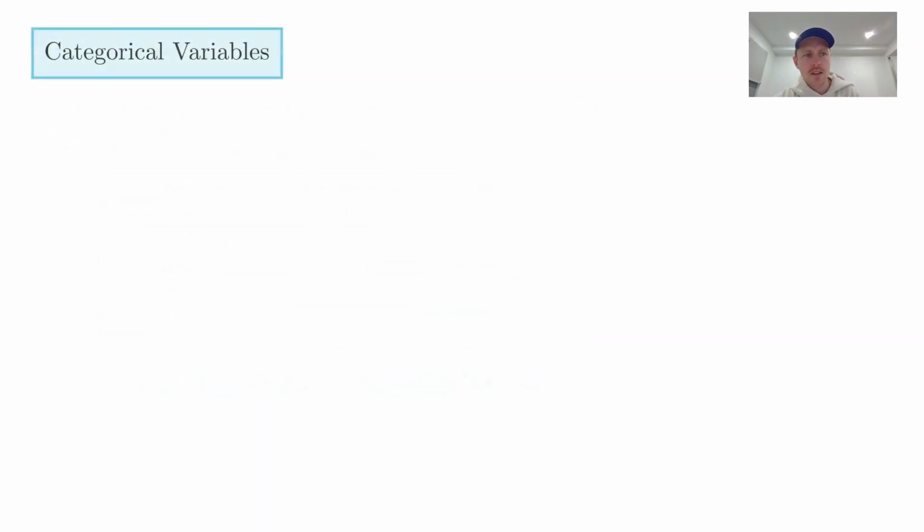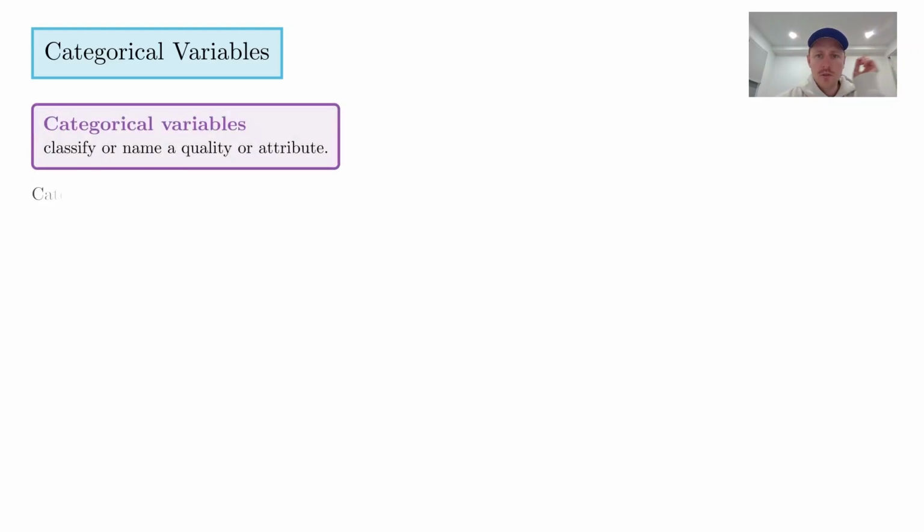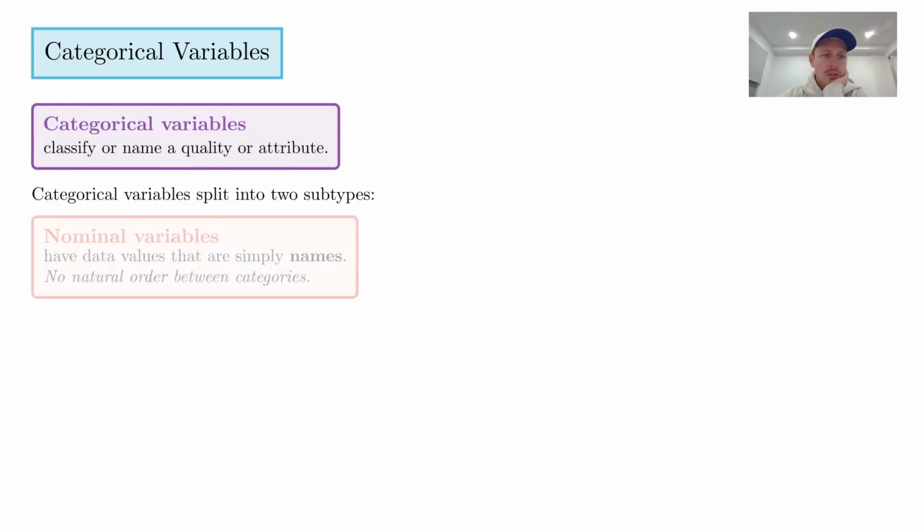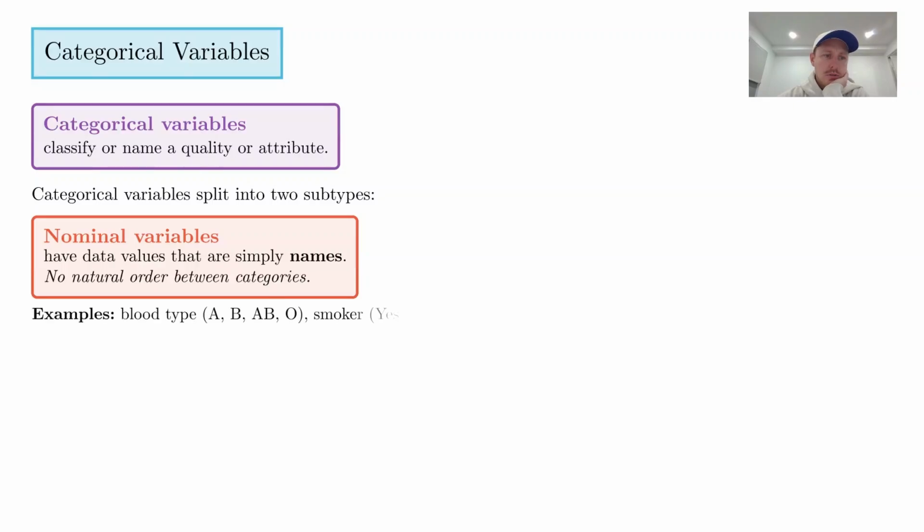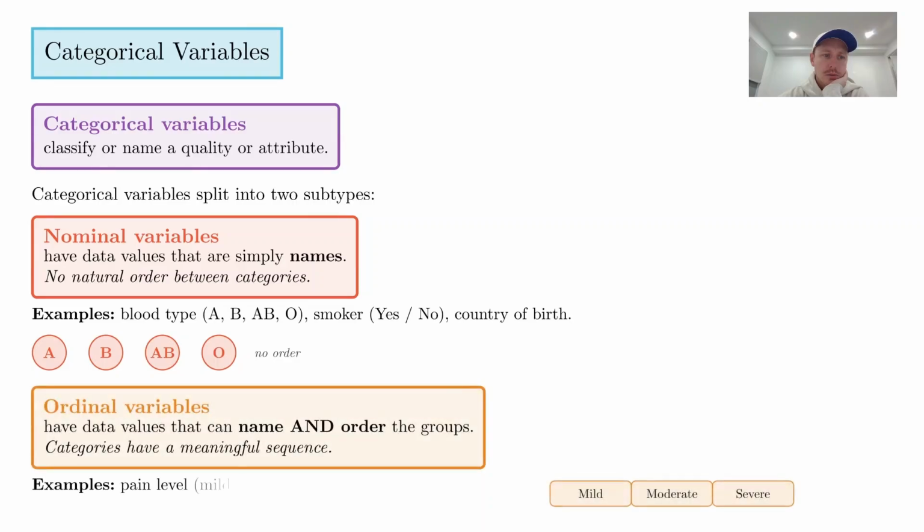If we sort of drill down into categorical variables, there are 2 types of categorical variables, okay? We've already spoken about some of them. We've got blood type, and we've got smoker, yes or no, for our categorical variables. But the 2 types of categorical variables are nominal and ordinal. Nominal just means that there's simply a name associated with it. There's no order between the categories.